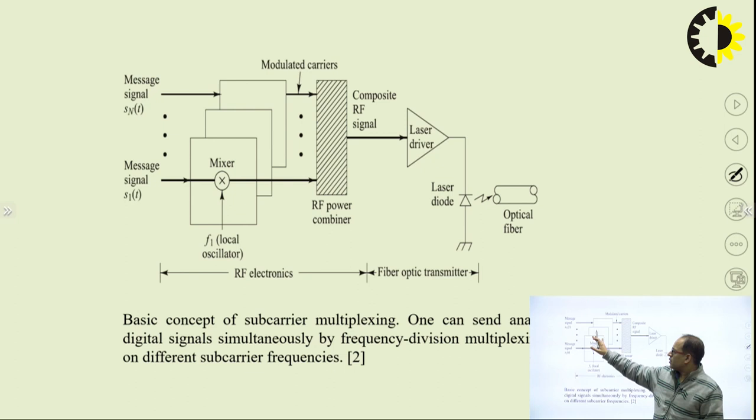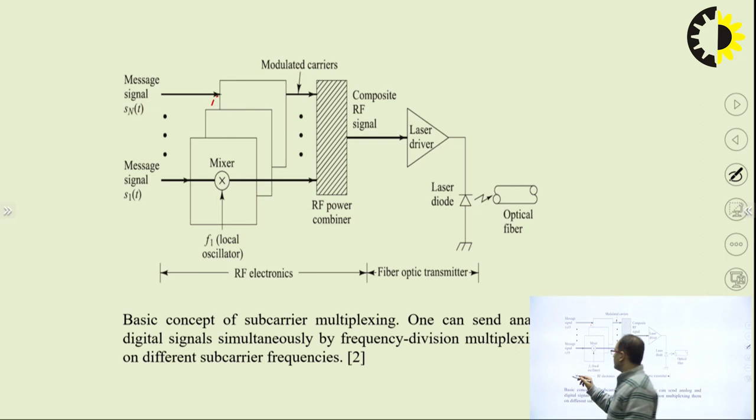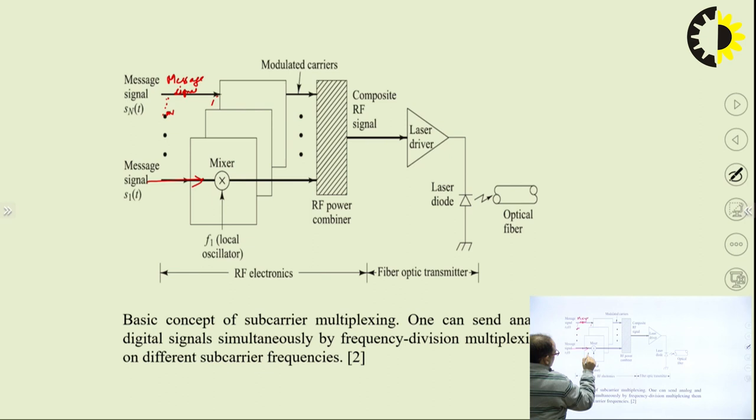Now see, these are the message signals from 1 to n. Clear? These message signals enter into the mixer. And what is the mixer? The mixer is where the local oscillator frequency is mixed with the message signal. So a local oscillator is there for mixing with the message signal.